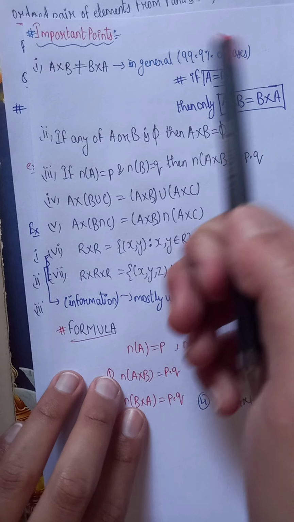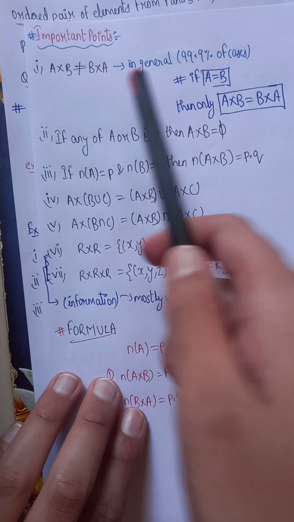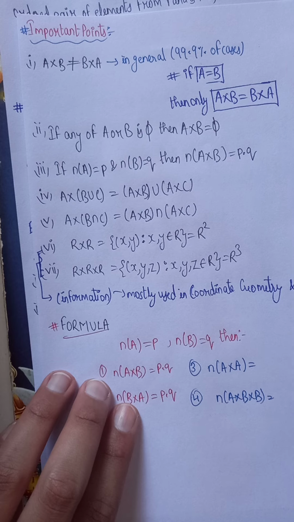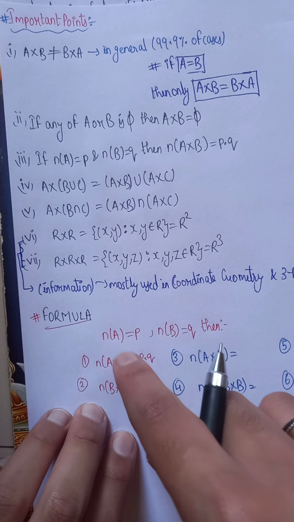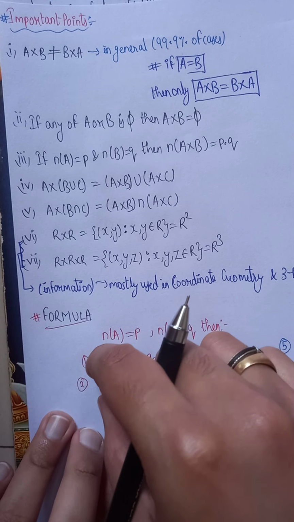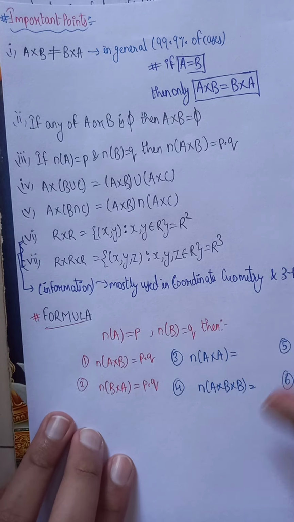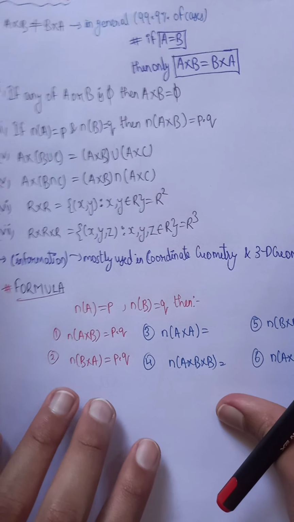You may get to know that P comma Q. A cross B is not equal to B cross A, and here even A is not equal to B. So I would like to remind you that you are not calculating A cross B and B cross A, we are finding the number of elements. So the number of elements will be the same. The number of elements of A cross B will be equal to that of B cross A.